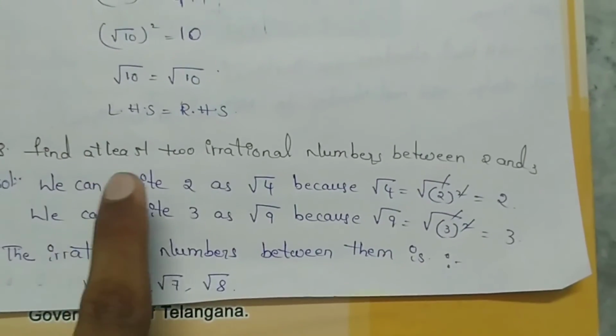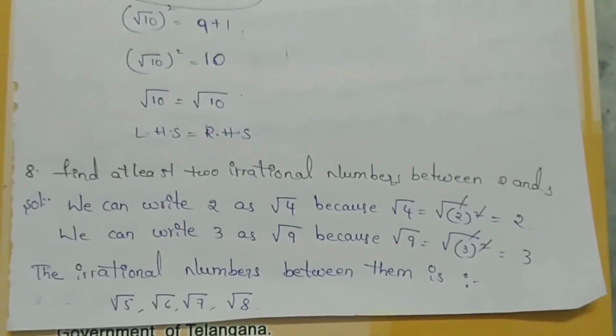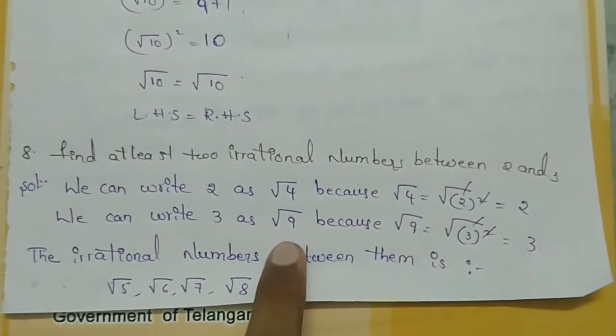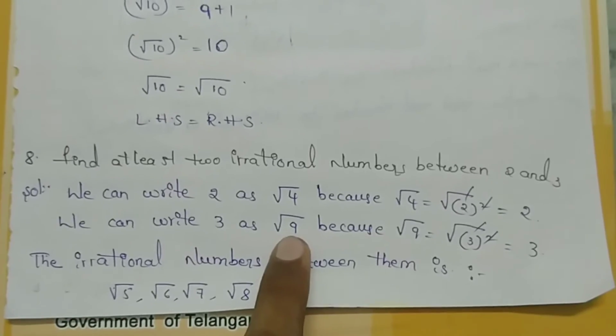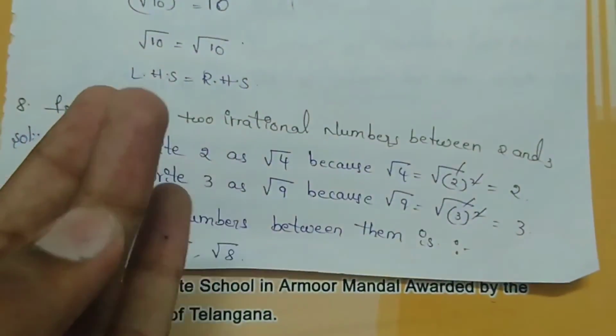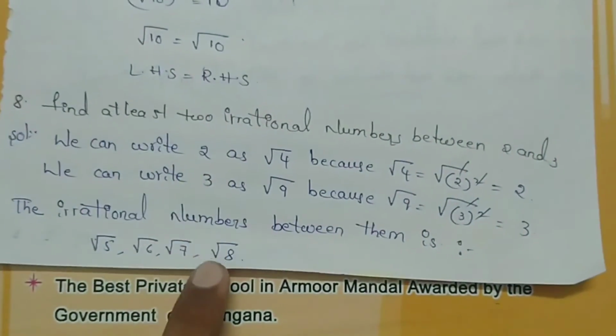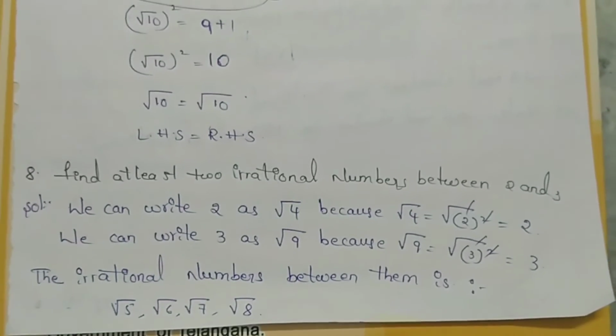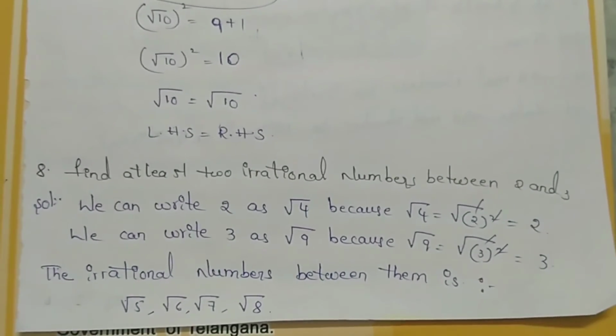What is asked? Find the irrational numbers between 2 and 3. 2 can be written as root 4 and 3 as root 9. The irrational numbers between root 4 and root 9 are root 5, root 6, root 7 and root 8. See how simple it is. It is very easy to solve these problems.